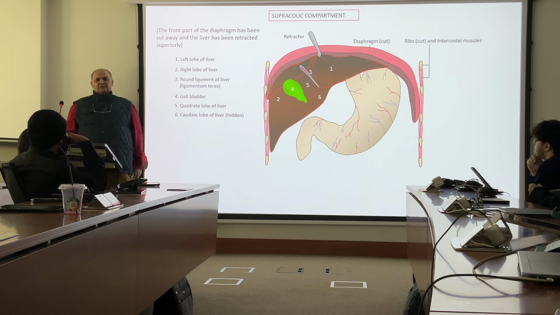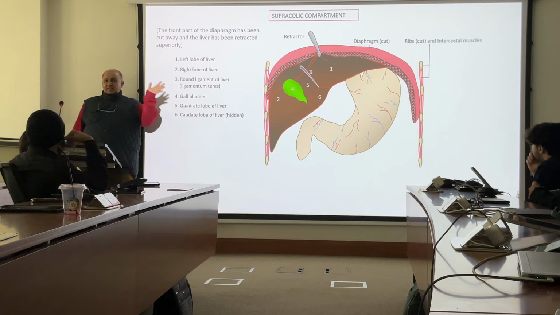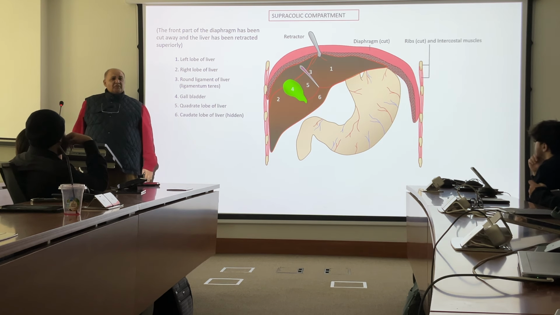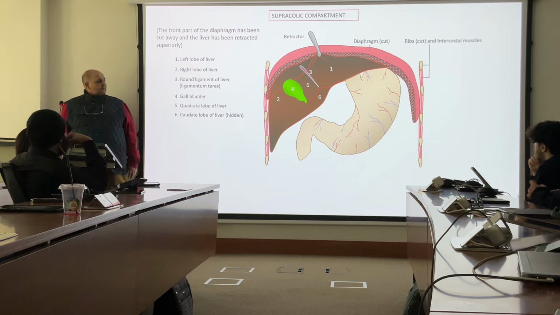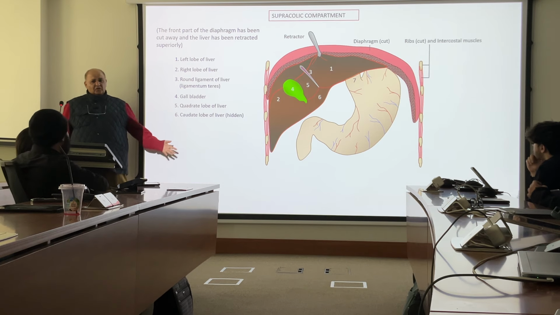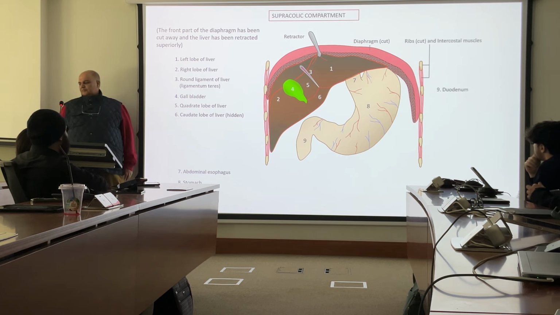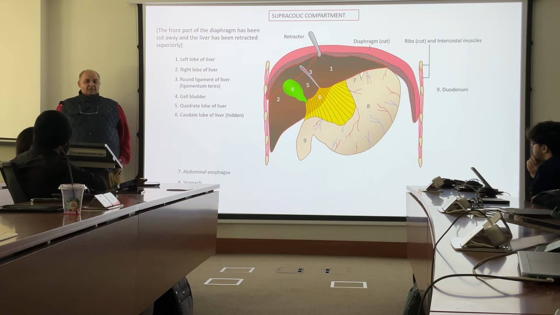This is where the stomach lives. But if I release this liver down, a lot of the stomach will be covered. Then what do we have? Let's label it. We all know this is the abdominal esophagus, the body of the stomach. Are we clear? And you're looking at the duodenum. What the hell is this? Lesser omentum. What is lesser omentum?